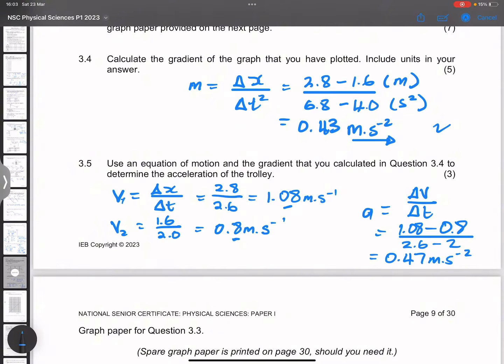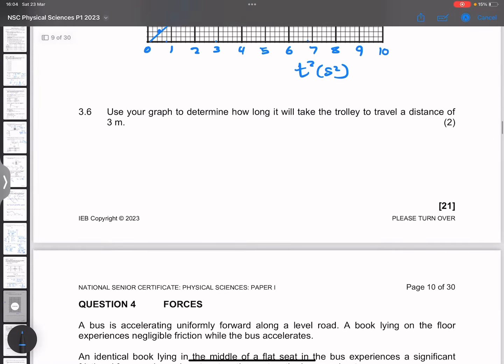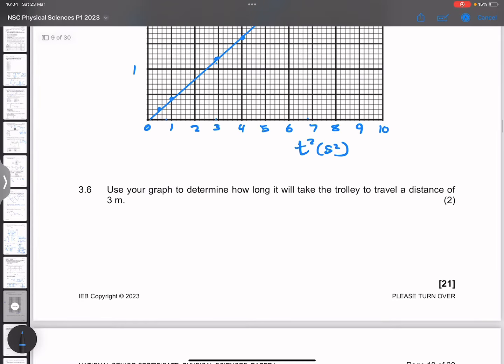Okay, right. So we could have used equations of motion as well: initial velocity, final velocity against time, right? And in that case, that would have given us the velocity, the acceleration. Right, and in this case, they say use your graph to determine how long it will take the trolley to travel a distance of 3 meters.